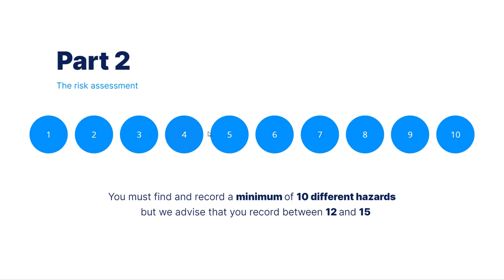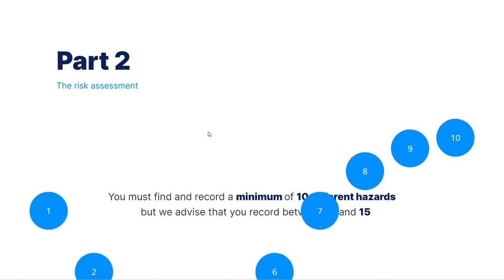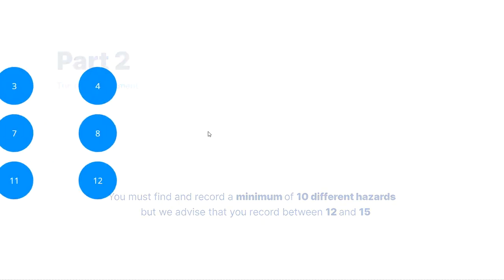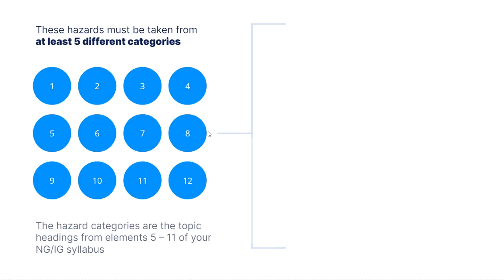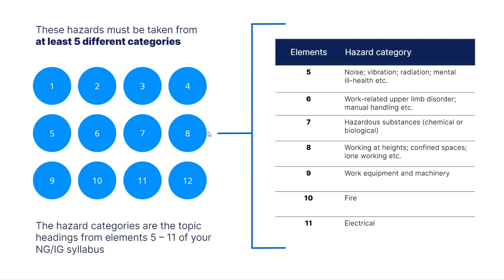The reason we advise more than 10 is that if you were to only record 10 and one of the 10 is deemed incorrect, the whole assessment will be marked as not met. These hazards must be taken from at least 5 different categories. The hazard categories are the topic headings from elements 5 to 11 of your syllabus.